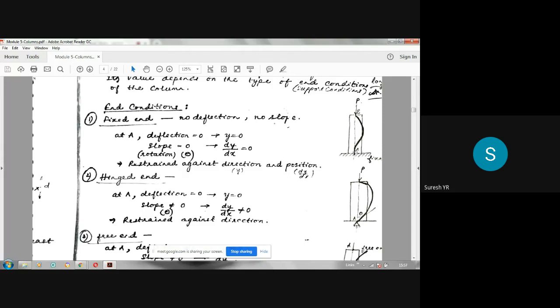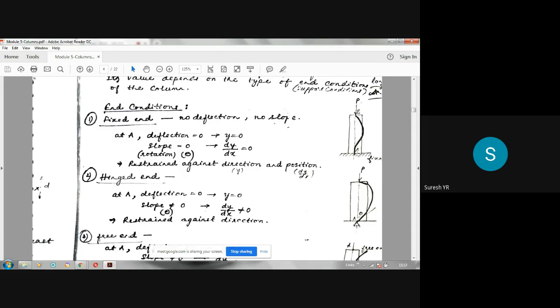Now at this fixed end A, deflection is zero. That means this point won't move. Slope is also zero, that means dy by dx is also zero. If you draw the curve, in the case of columns it is called the buckling curve, whereas in the case of beams it is called the deflected curve or elastic curve. This buckling curve will be like this. This is also an elastic curve. Elastic curve means if you remove this load, it will come back to its initial shape. That is the meaning of elastic. I have explained that in the first chapter itself: elasticity, plasticity, all those things.